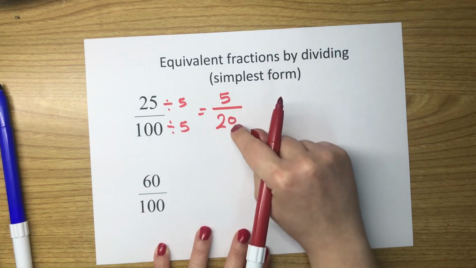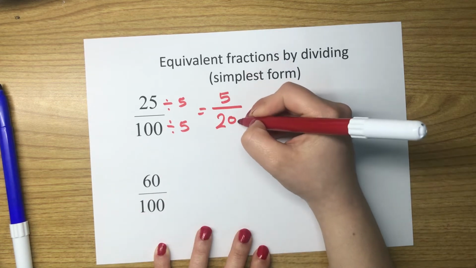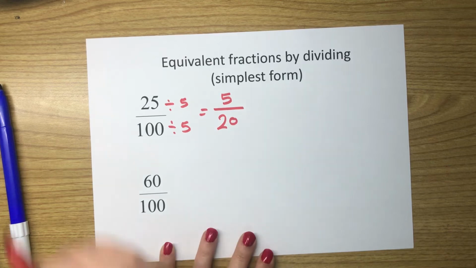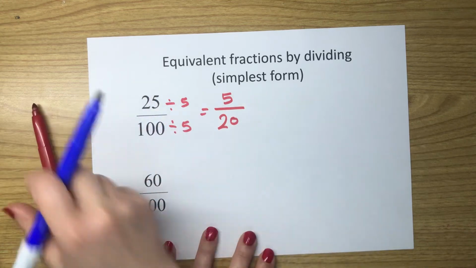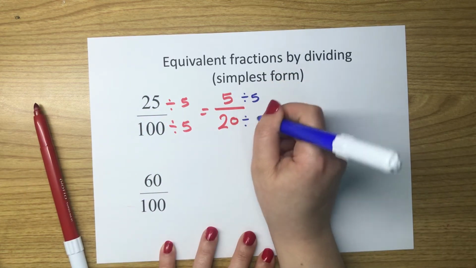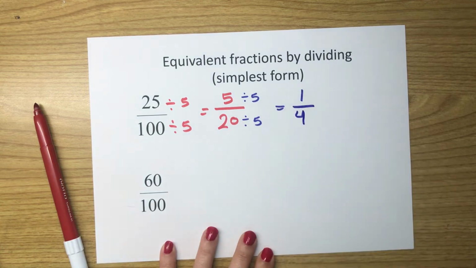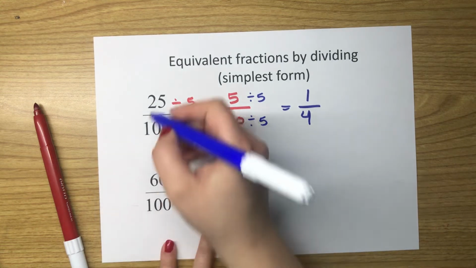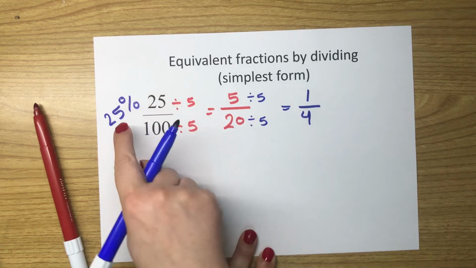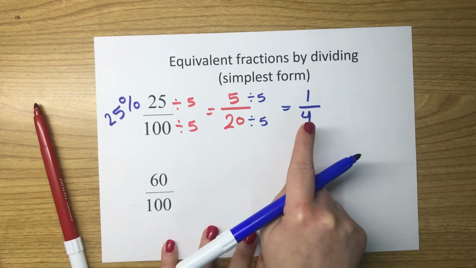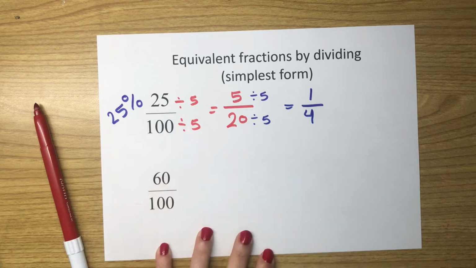So 25 over 100 equals 5 over 20. Can I find a number that divides 5 and 20 at the same time? Because 5 and 0, both of them follow the divisibility rule of 5. So I can divide by 5 again. 5 divided by 5 equals 1. 20 divided by 5 equals 4. So, 25 over 100 is the same as 25%. So 25% equals what fraction? 1/4.